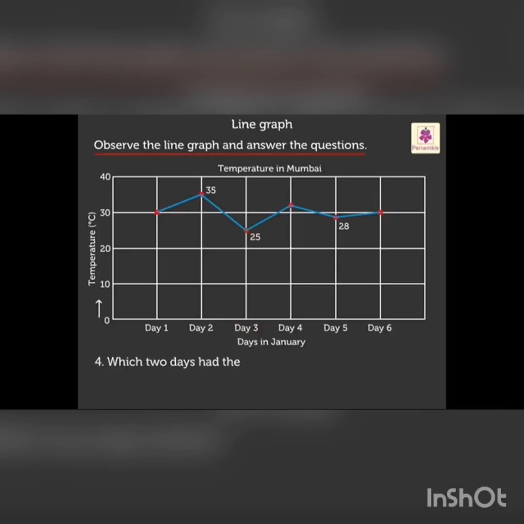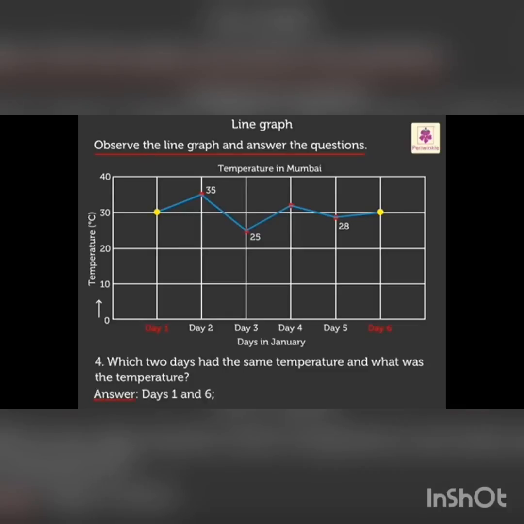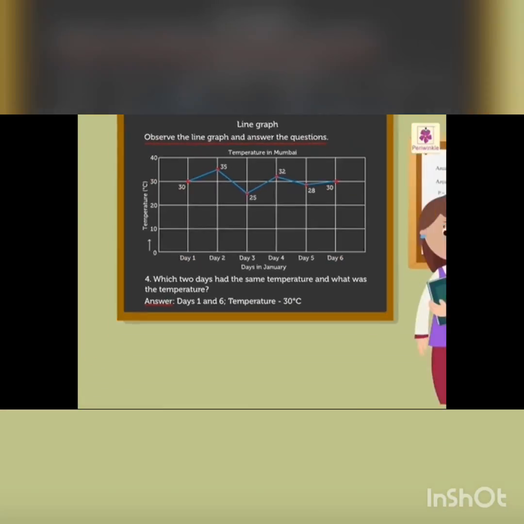Now we have a next question. Which 2 days have the same temperature? Can you guess? Which 2 days had the same temperature? Day 1 and day 4 had the same temperature, that is 30 degrees Celsius, because temperature we always measure in Celsius.